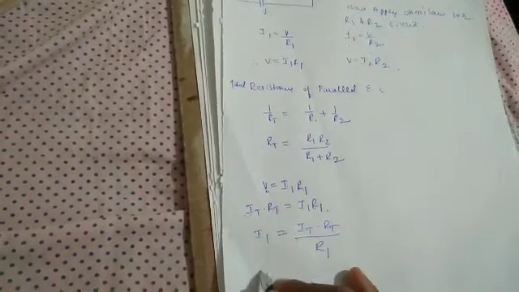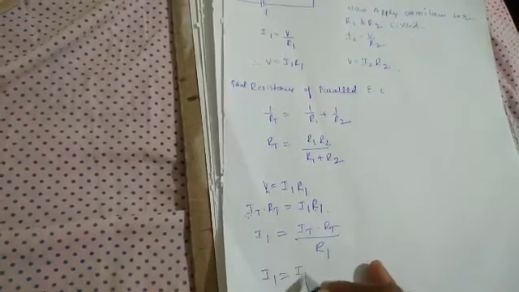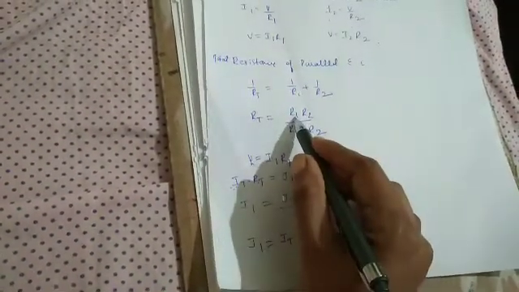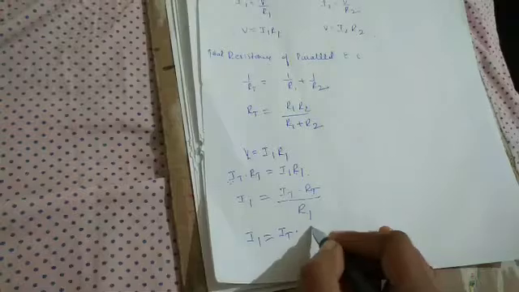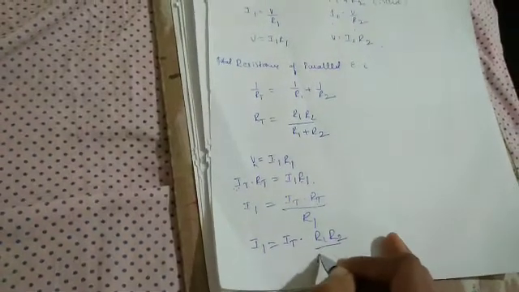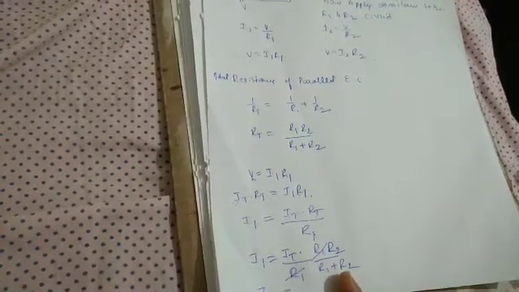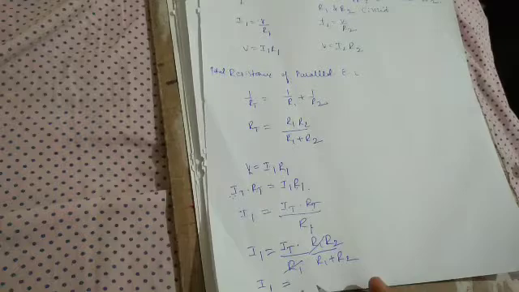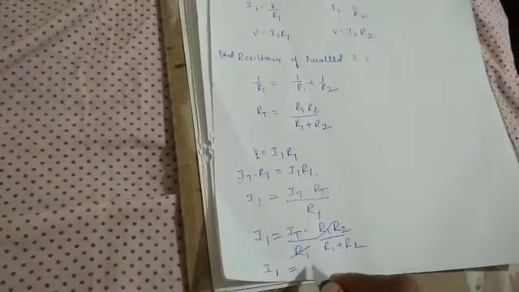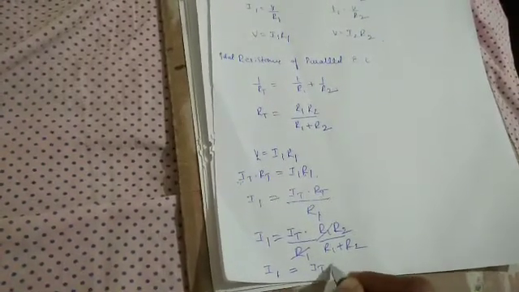For calculating I1, IT is the total current for the circuit. RT, if two resistances are connected in parallel, is R1 into R2 divided by R1 plus R2. This R1 as it is, this R1 will get cancelled. The equation for the first branch resistor is I1 is equal to total current into the opposite resistance divided by the sum of the resistances. This is your first current equation.